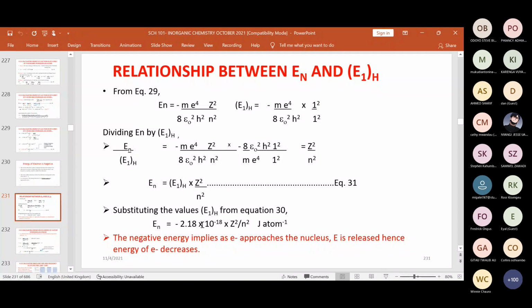So here, suppose you are asked to calculate the energy for the second orbit, you just put where you have En, you put E2. And then you come to this equation, you substitute the value of Z and the value of N, which will be 2. So it will be 2 squared. Then you get the value straight away.